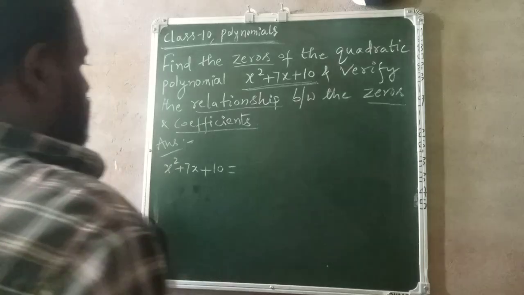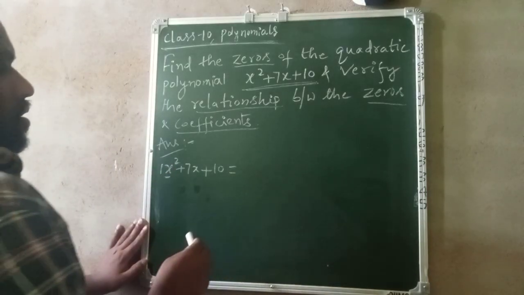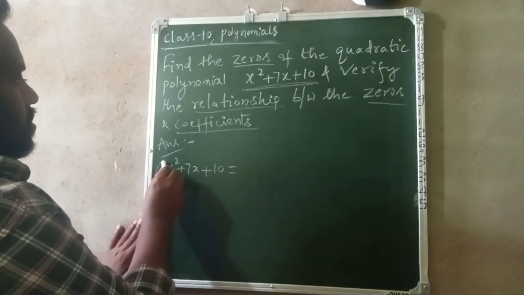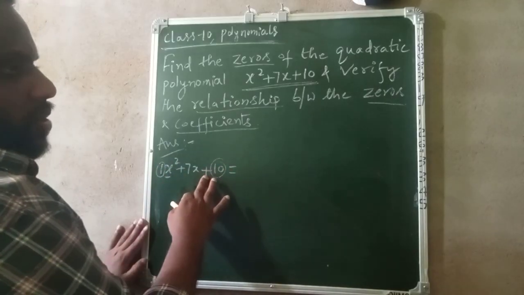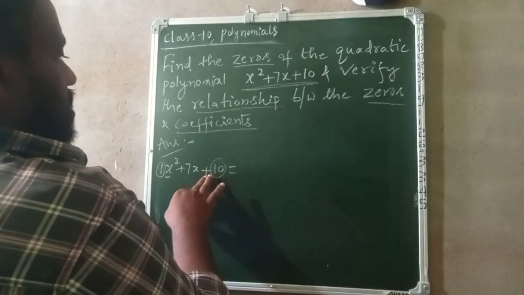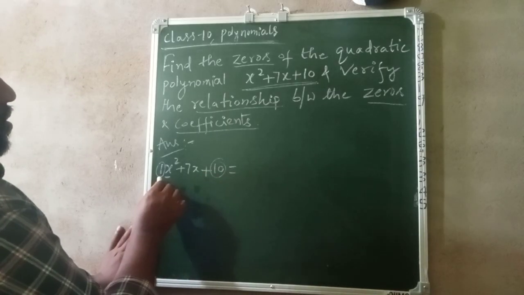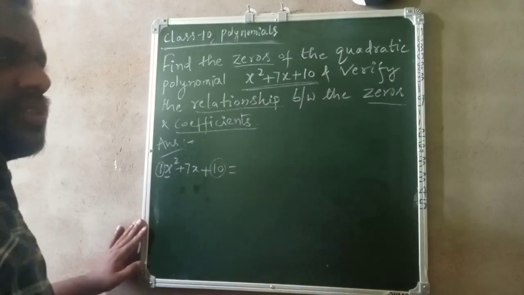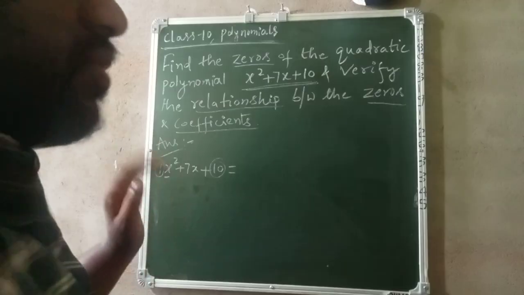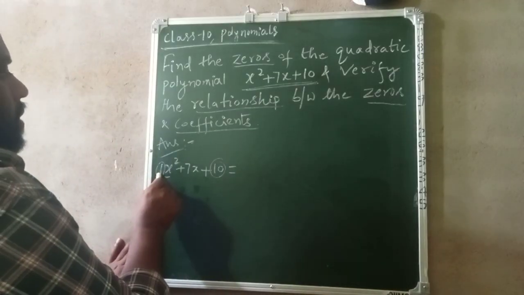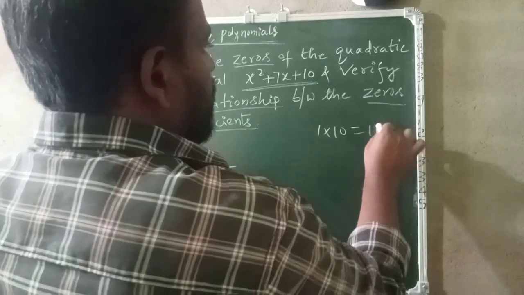That means the coefficient of x square, here nothing is there means 1 is there. If you multiply this coefficient of x square and this constant, including sign you have to consider the constant. So plus is there. So we have to multiply this 1 and this 10. If you multiply this 1 and 10, what you will get? 1 into 10 is equal to 10.